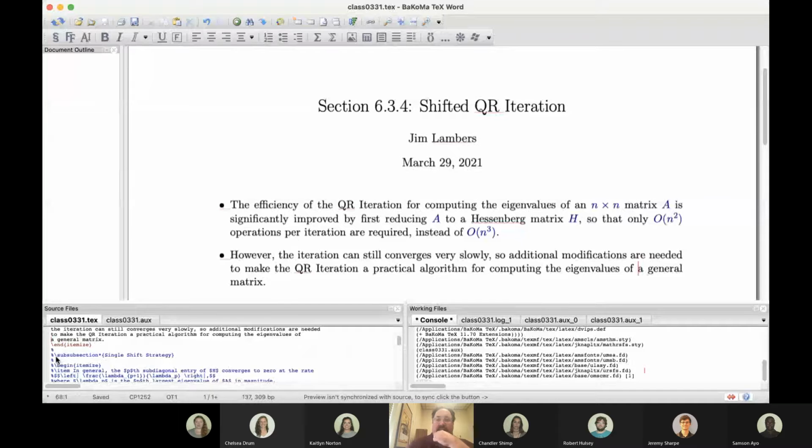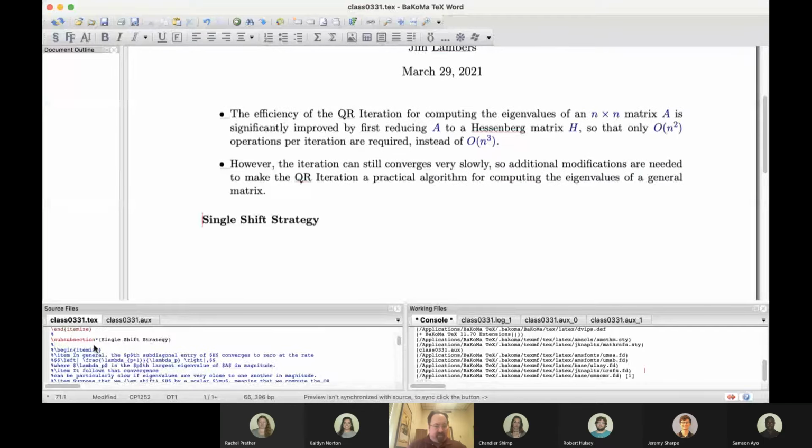So what we're going to do is modify this approach of taking the QR factorization of your matrix and then multiplying the factors in reverse order, by shifting the matrix and carrying out those operations.